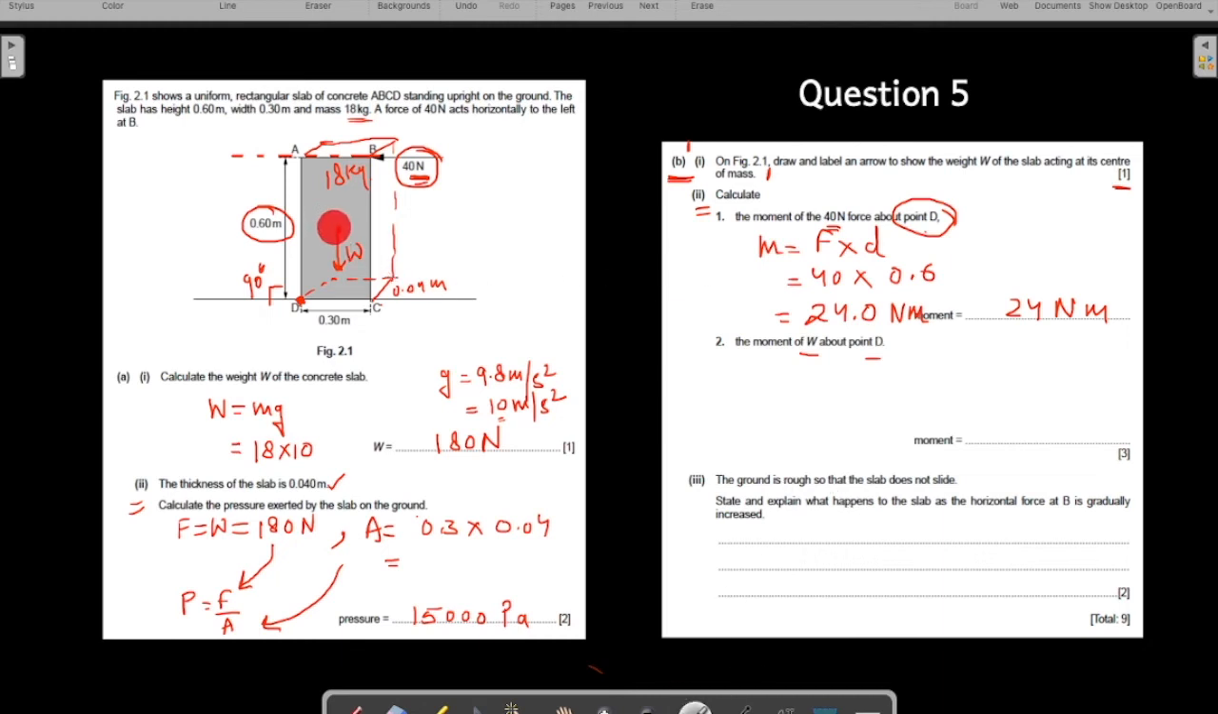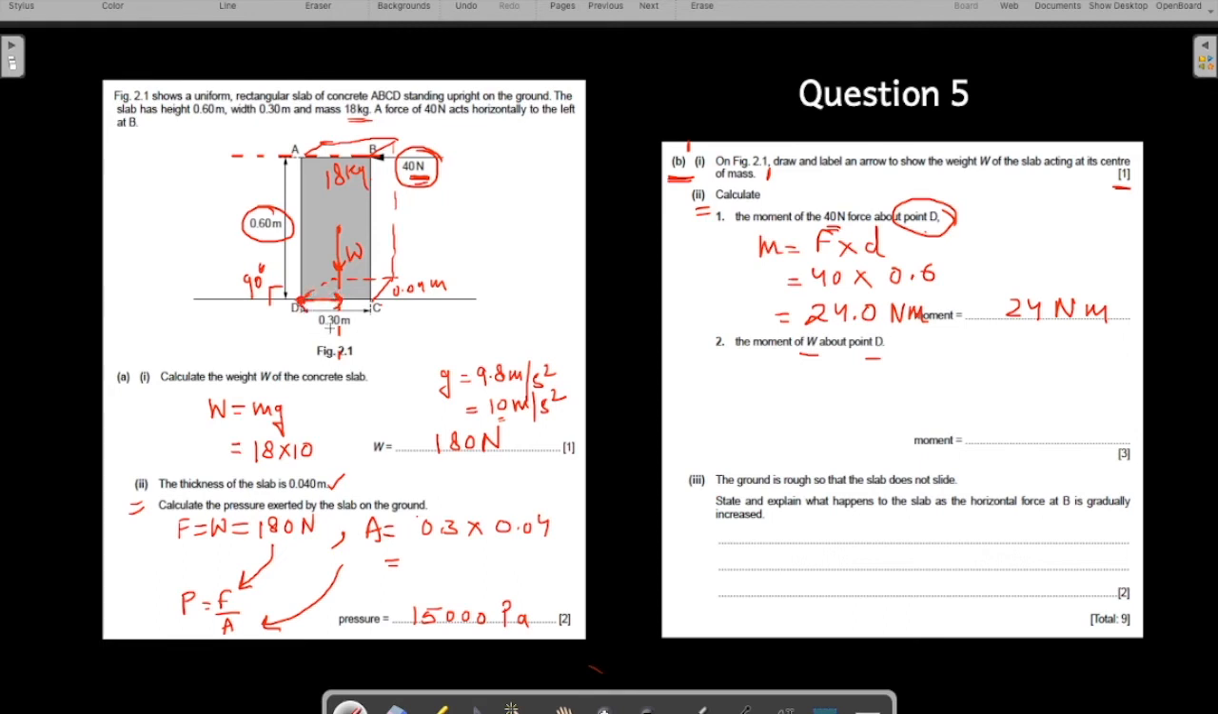Moment of W. This is your moment of W about the point D. You have to find the perpendicular distance. Again, you'll extend the force as a dotted line. So far it is a solid line. Let me make it a dotted line. Where is the perpendicular distance? This is your perpendicular distance.